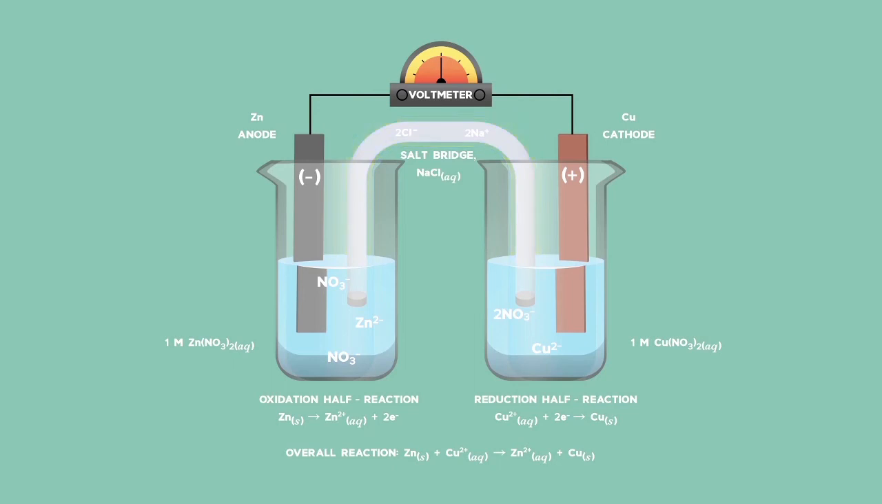We usually draw these cells so that the cell where oxidation takes place is on the left. That's the zinc in this example. The copper electrode is where reduction happens, on the right.